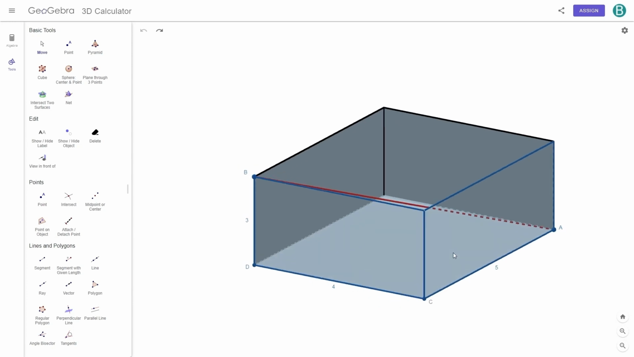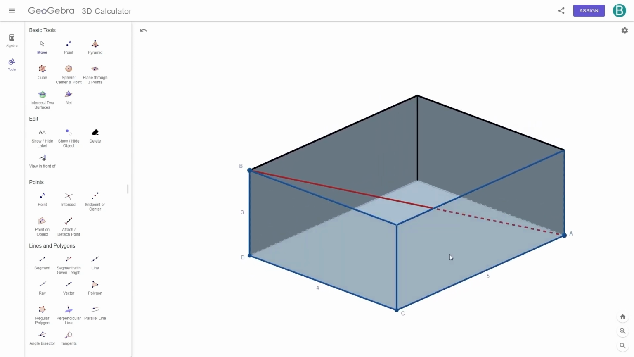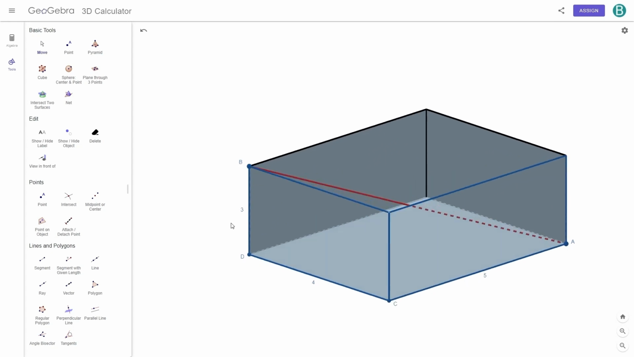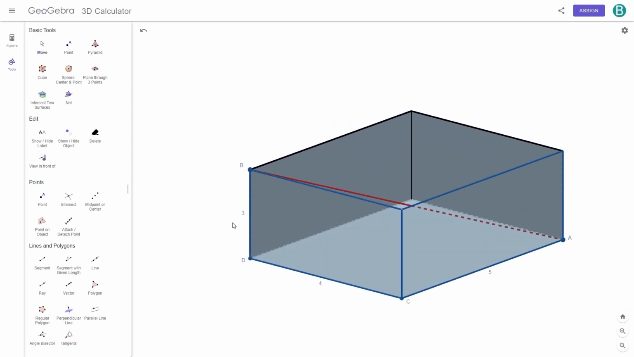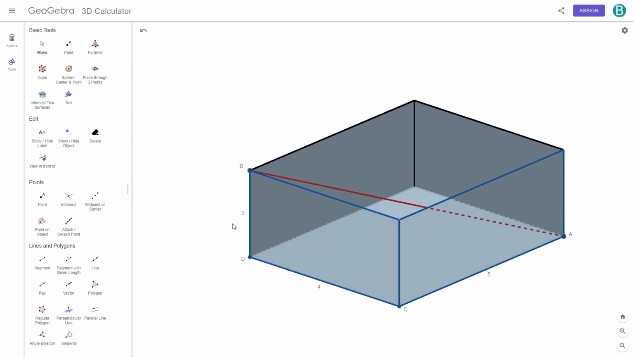If we had this problem here, where we want to find the distance from A to B inside of this rectangular prism, what I would need to do is find how far it is from this point here to this point here. Unfortunately, there doesn't seem to be any obvious right-angled triangles in this diagram. So what I can do is make one.